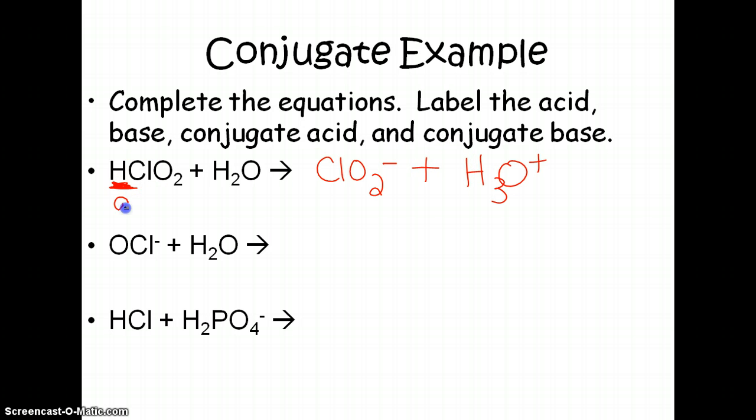Okay, so this was the acid. The acid turned into the conjugate base. And in this case, water was acting as the base because it accepted that H plus. So now the hydronium ion is the conjugate acid. Okay, look at the next example.